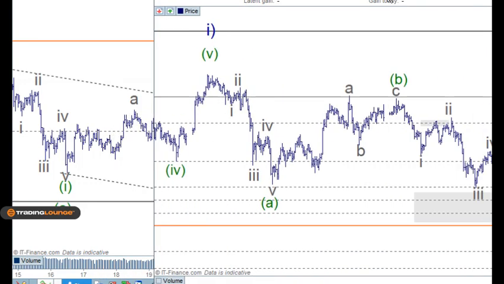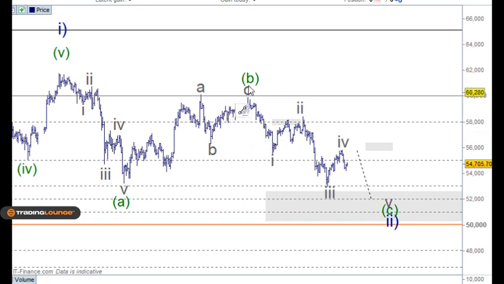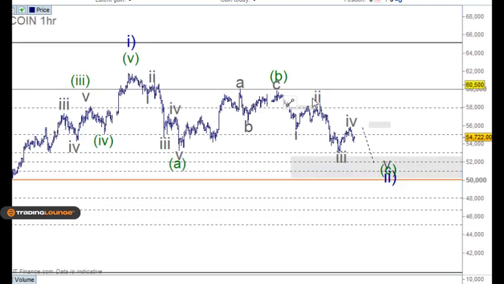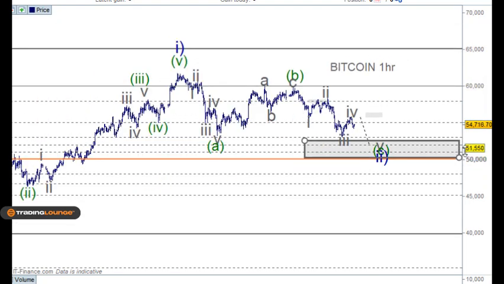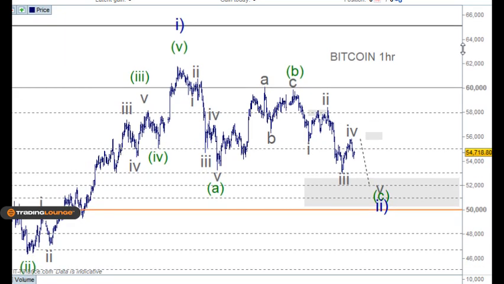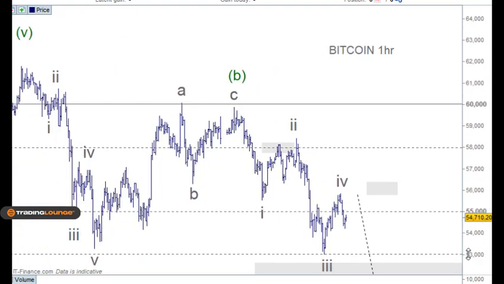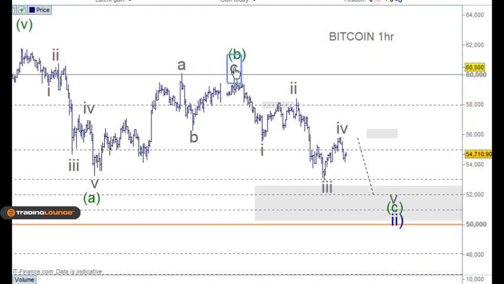So it hasn't really done that on Bitcoin here. And I should put Bitcoin there so we can see that. Sorry about that. Anyway, that's why I've got wave C sitting over here, because it just counts better like that. It still leaves us only 3 waves to the downside here.